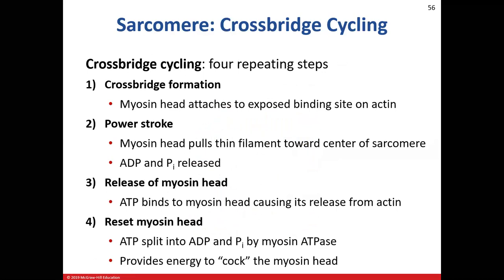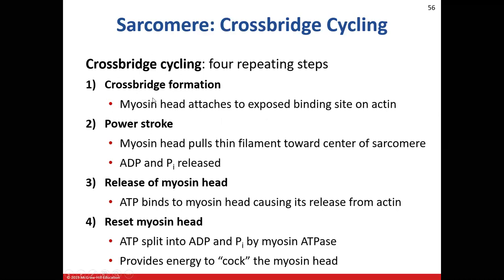When we look at cross-bridge cycling, we have four repeating steps that occur over and over in a cycle until the signal stops. Those four steps are called cross-bridge formation, the power stroke, the release of the myosin head, and the reset, or the cocking of the myosin head. The first one is the cross-bridge formation.